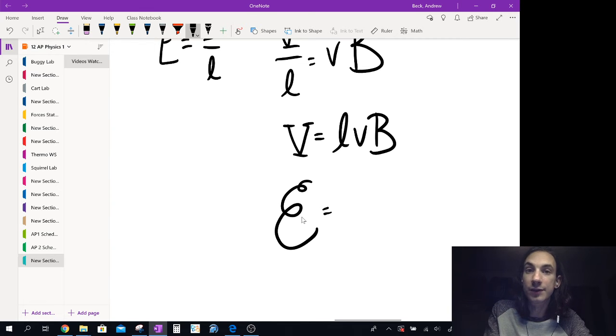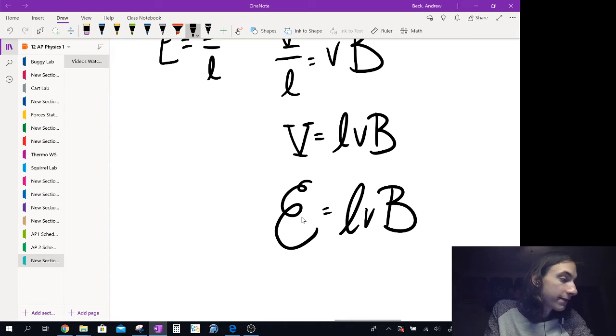So you can think of this potential difference as V, or you can just think about it as this electromotive force, this potential. So it's the same as a voltage, L V B, where V is the velocity of that moving conductor. So now we have this idea that we have this voltage, we have this potential difference because of this motion of a conductor.